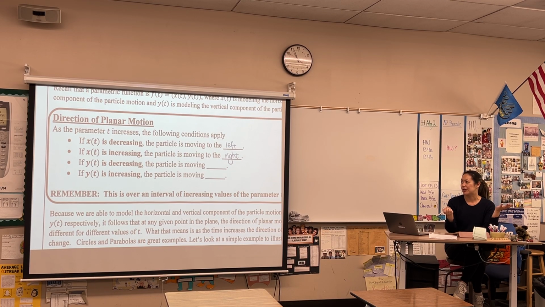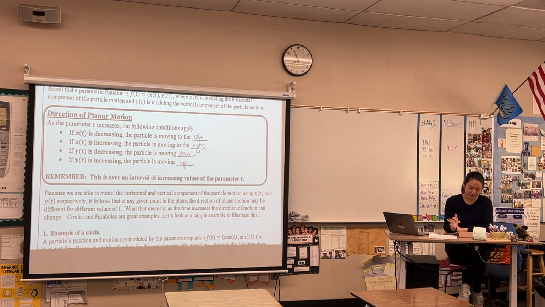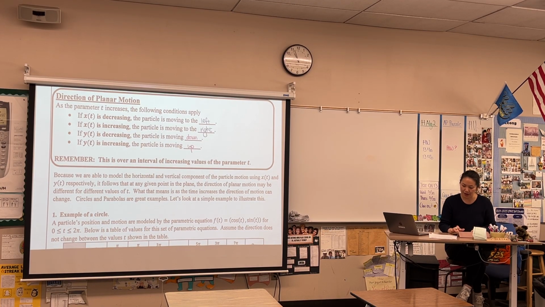So what do you guys think about the other ones? If y is decreasing, the particle is going to be moving down, and if y is increasing, the particle is moving up. Hopefully that makes sense. x is the horizontal direction, y is the vertical direction. Again, this is over an interval of increasing values of parameter t. Okay.